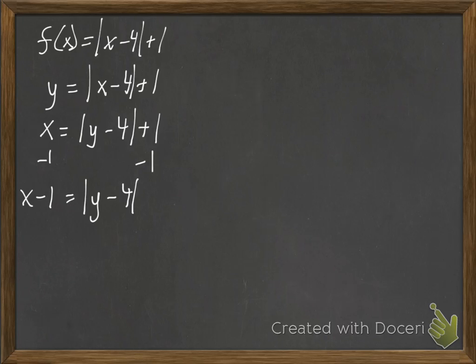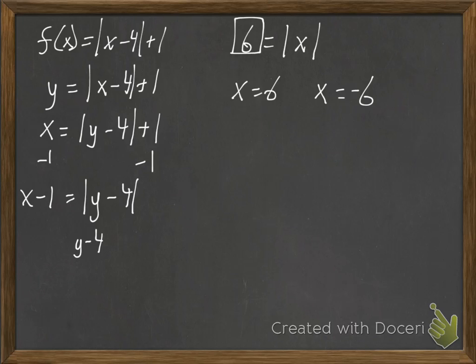Well, if I think about a basic absolute value, let's say 6 is equal to the absolute value of x. Well, what could x be? x could be 6, or x could be negative 6. So really, it can either be equal to what's on this side of the equal sign, or it could be equal to the opposite of that. So y minus 4 might just be equal to x minus 1, or y minus 4 might be equal to the opposite of x minus 1.